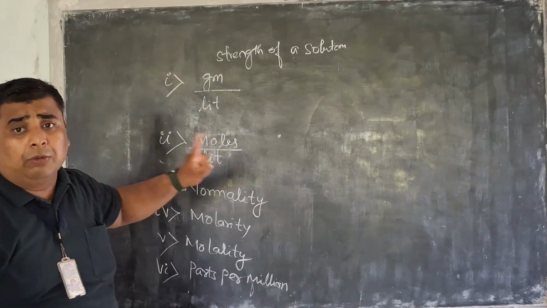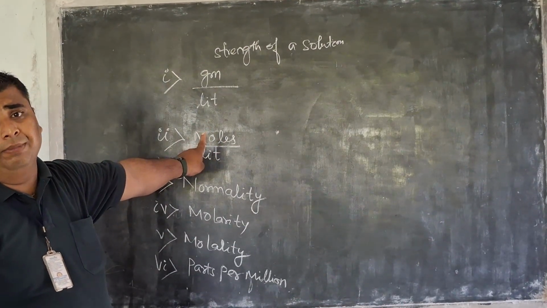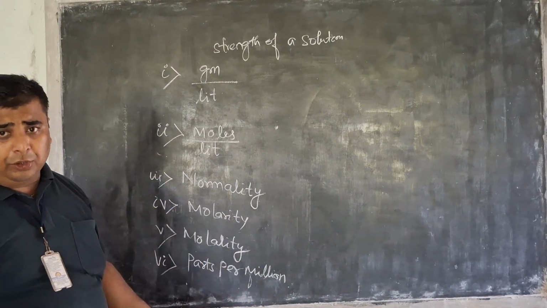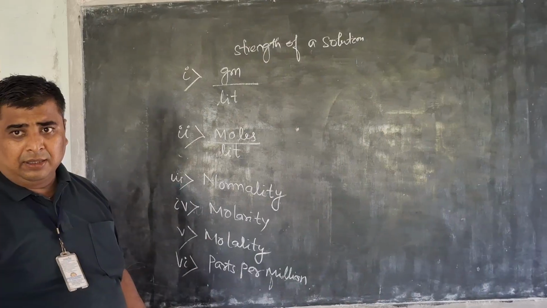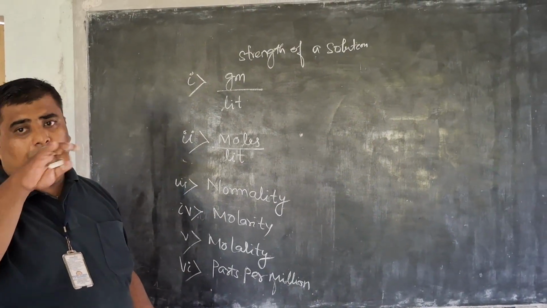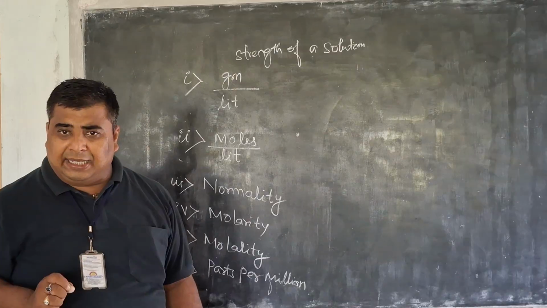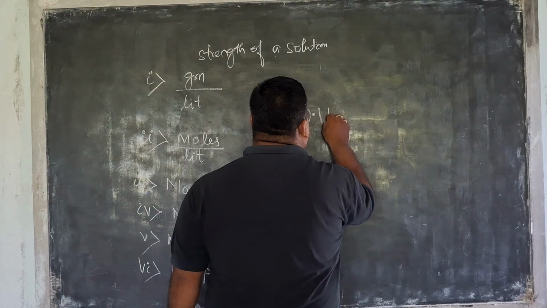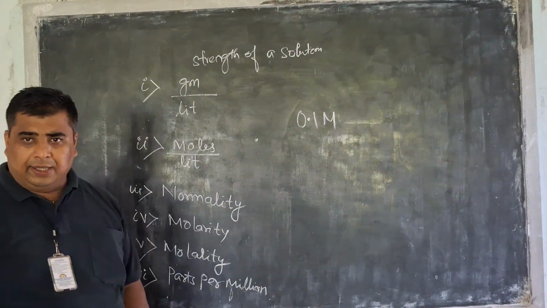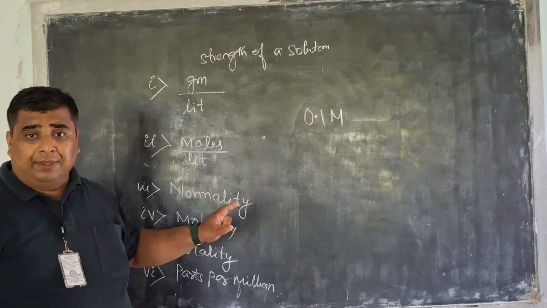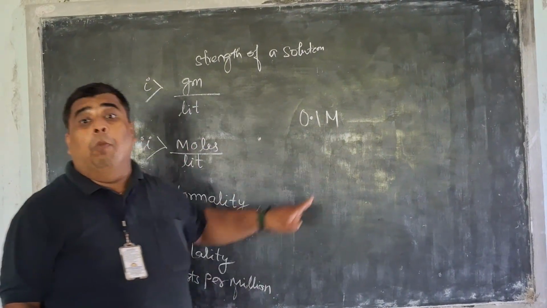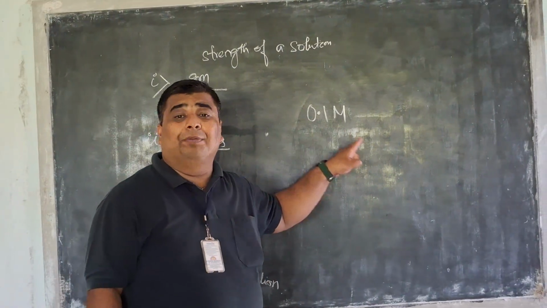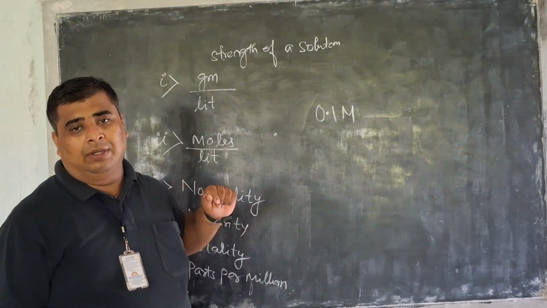throughout a chemist's life, because every solution from a chemical point of view has a concentration. Sometimes you will see in your college laboratory some chemicals in bottles, and it is mentioned as 0.1 M. Okay, 0.1 M. M stands for molarity, and it indicates the concentration of the corresponding solution.